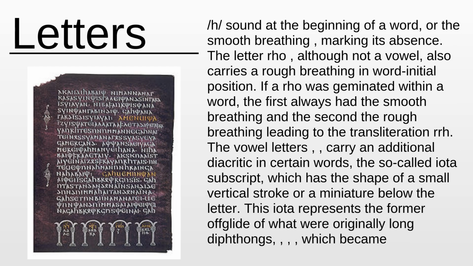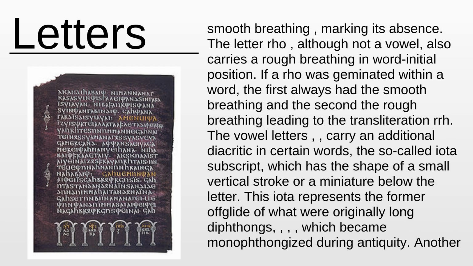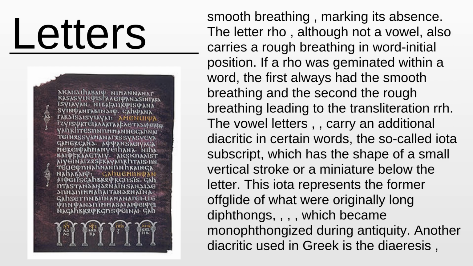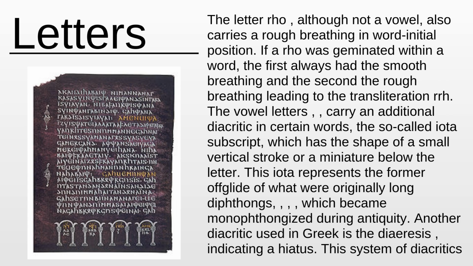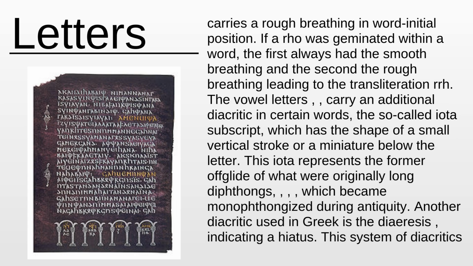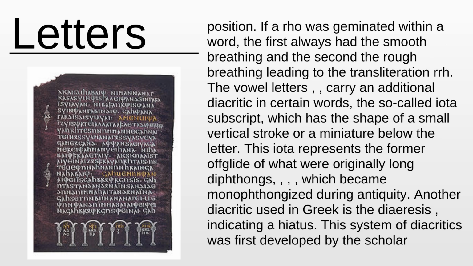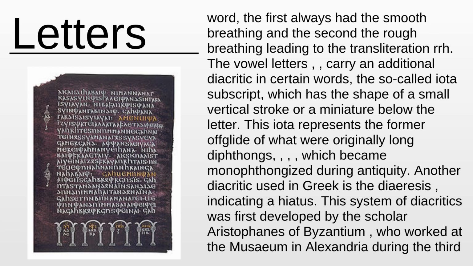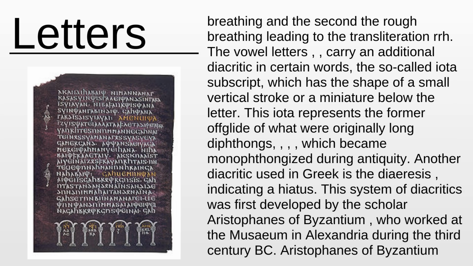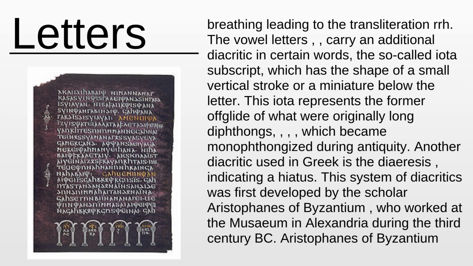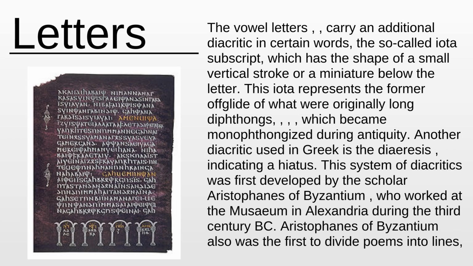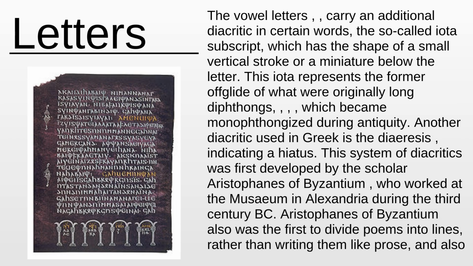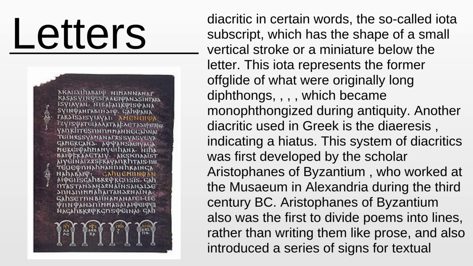The letter rho, although not a vowel, also carries a rough breathing in word-initial position. If a rho was geminated within a word, the first always had the smooth breathing and the second a rough breathing, leading to the transliteration rrh. The vowel letters carry an additional diacritic in certain words, the so-called iota subscript, which has the shape of a small vertical stroke or a miniature iota below the letter.